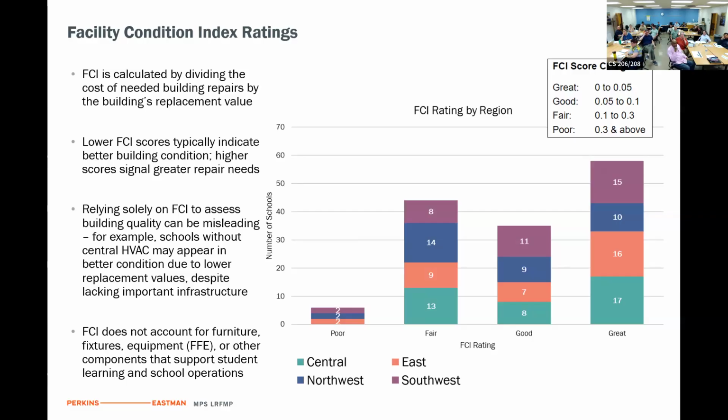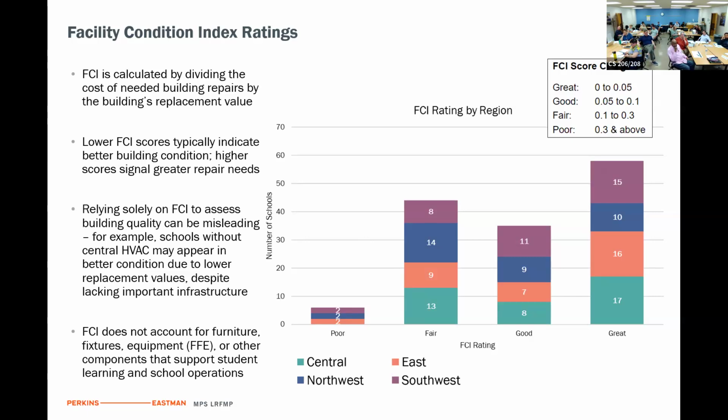We have the composite building score, which is actually a combination of FCI, and then it factors in air conditioning status, like the percentage of classrooms that are air conditioned, as well as EUI, the energy use intensity, so how much energy is consumed by a building year over year.